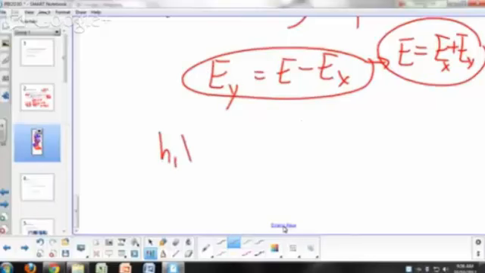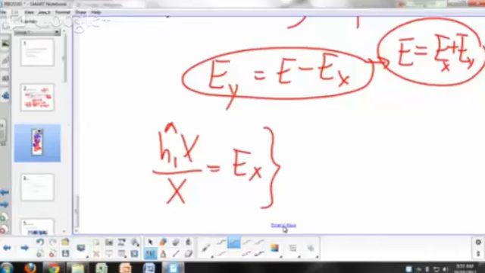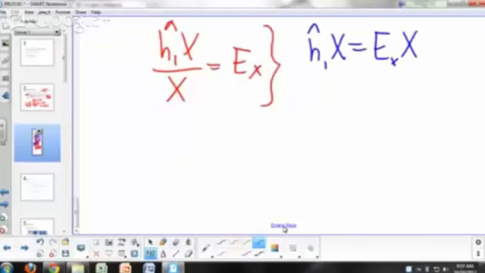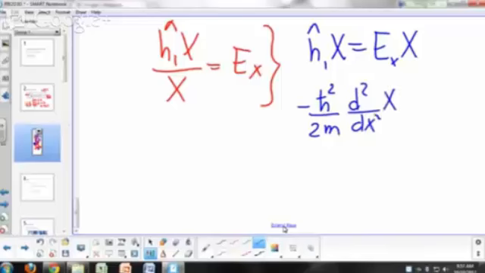Now let's examine each one of these equations individually. What's h1 hat x over x equal to e sub x? Let's rearrange that. What do you get? You get h1 hat x equals e sub x times x. Well, we've seen this equation before. What's h1 hat? It's just the part of the Hamiltonian that depends on x. So that's negative h bar squared over 2m. Now I can drop the partial derivative, right? Since I only have one variable here now. Second derivative with respect to x times big X equals e sub x times big X. That's just a particle in a one-dimensional box problem.